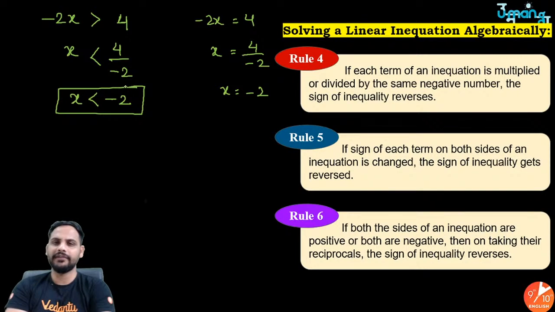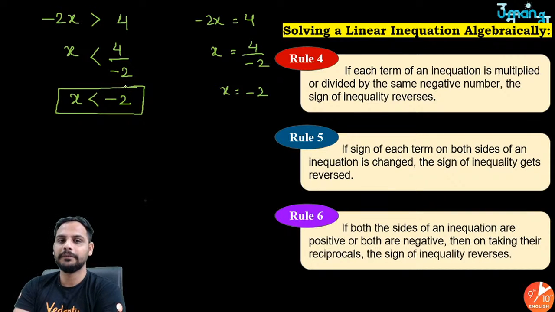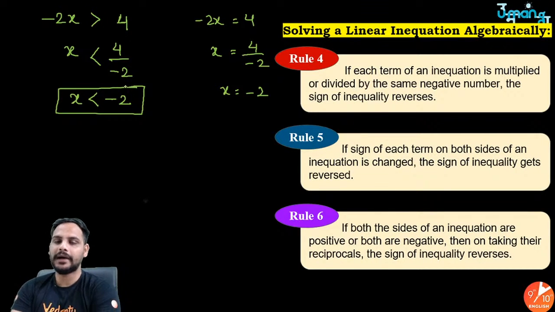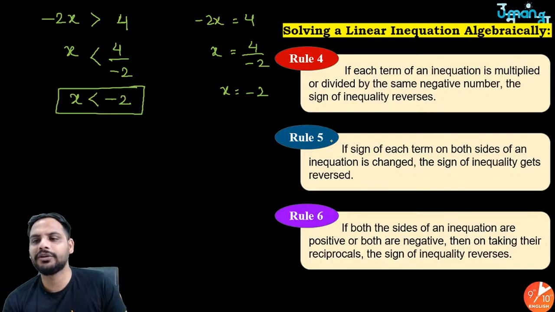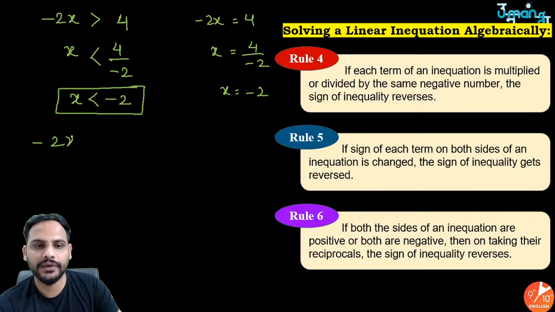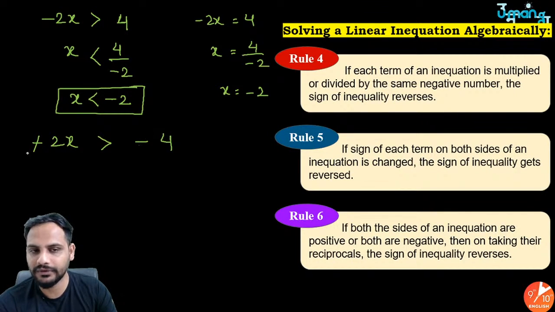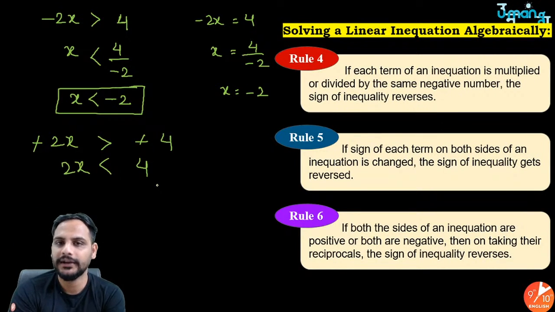So this is the first thing. If you multiply or divide by a positive number, the sign of inequality does not change. But if you multiply or divide by a negative number, the sign of inequality will reverse. This is the first case. Second, if the sign of each term on both sides of an inequation is changed, the sign of inequality gets reversed. For example, I have minus 2x is greater than minus 4, suppose. Now when negative to negative gets cancelled, the sign of inequality should also change. If you cancel negative on both sides, the sign of inequality should also change.